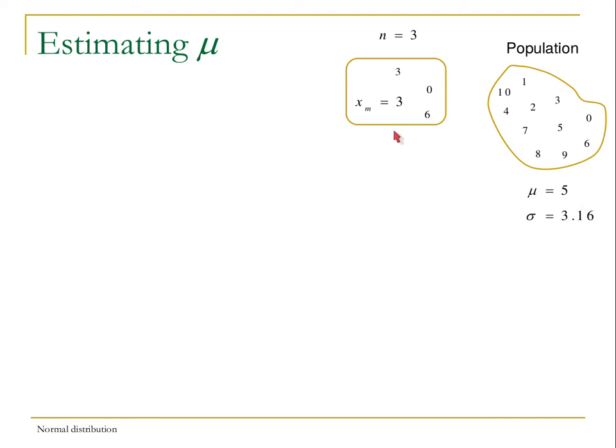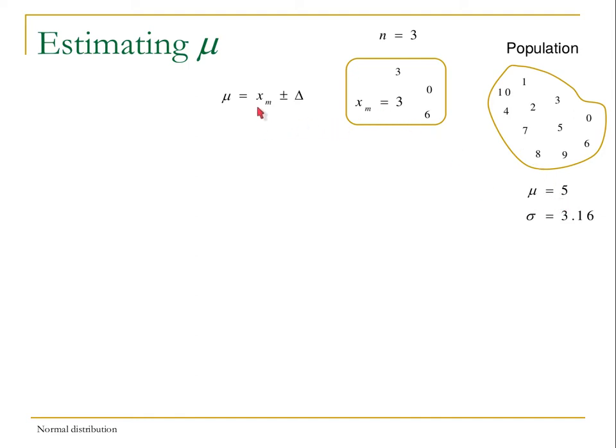Say we take a sample of that, where little n is 3. So the sample size is 3, and the sample mean is 3. Now we know that the sample mean is only an approximation for the population mean. You can see here that they're not equal. What we want to be able to do is draw some conclusions about the population mean from the sample.